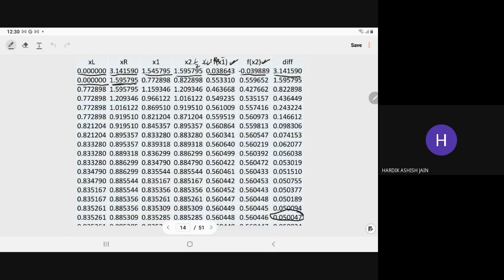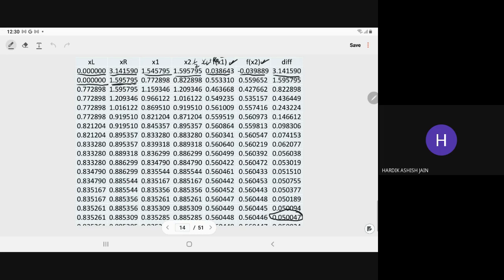Now for the next iteration, this will be the XL XR. Again, using the formula for x1 x2, we compute x1 x2, then we compute fx1 fx2. In this case, you will observe that fx2 is greater than fx1. In that case, what will be the next interval? That is x1 xr. Clear? How I am iterating? Yes, sir.